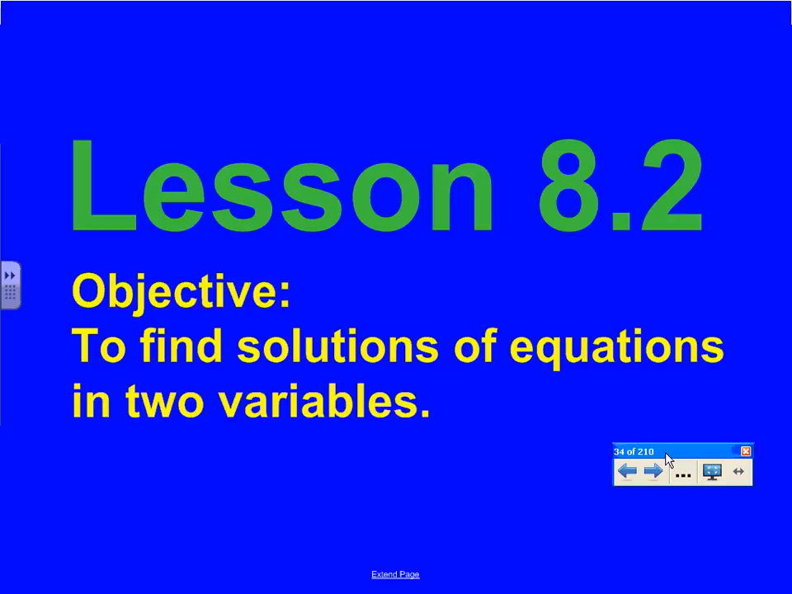Nathan M? For X, independent, domain, and input. For Y, output, dependent, and range. Got it? Okay. All right, so 8.2, we're going to find solutions of equations in 2 variables.